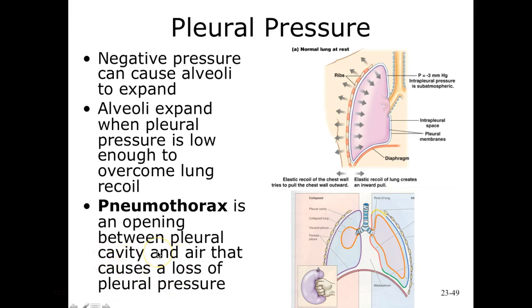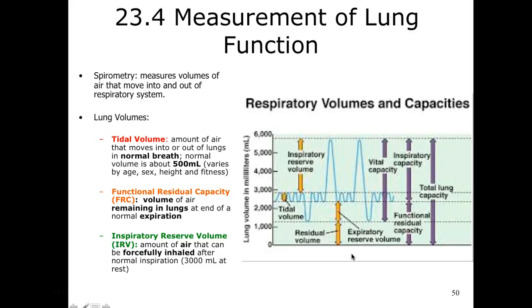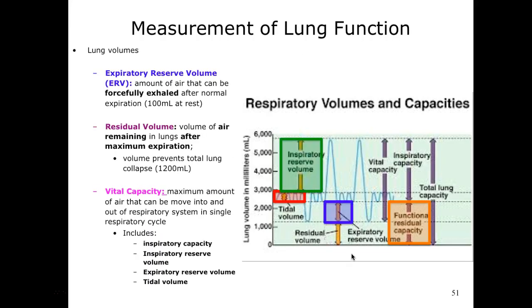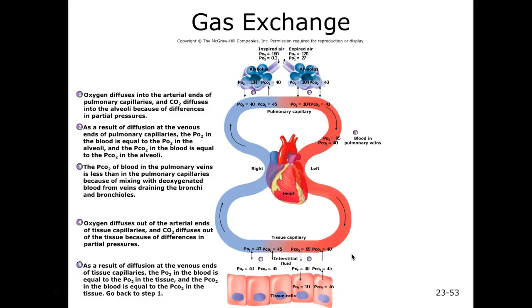We need to have the alveoli expand when this pleural pressure is going to be low enough to overcome that lung recoil. Now, I mentioned this a little bit before, but sometimes we can get some air in that pleural cavity, and that is called pneumothorax. When that takes place, it puts pressure on our lung and will cause the lung to collapse. We've already talked about measurement of lung function, so I'm just going to bypass these slides.